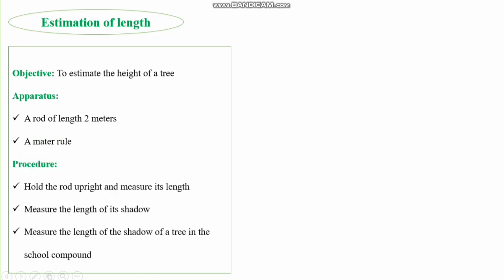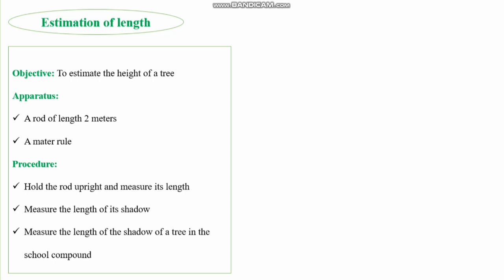So in this case we are going to use the relational method. We are going to relate the height of the tree and the height of the rod, which will give a constant, and the length of the shadow of the tree to the length of the shadow of the rod, which will give the same constant. So if we cross multiply those values, we'll be able to get an estimated height of the tree.